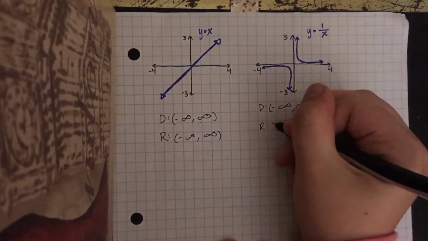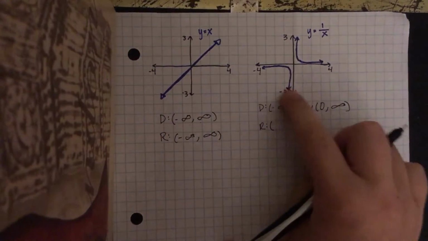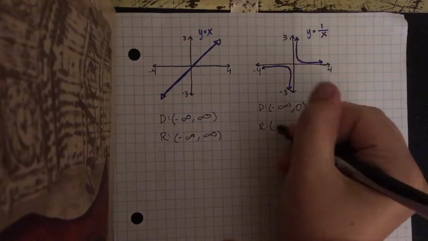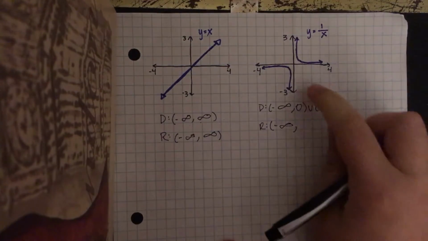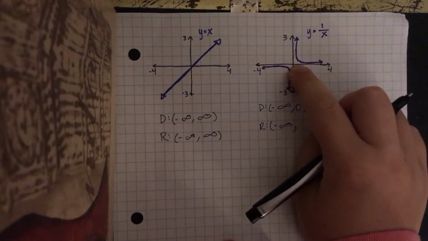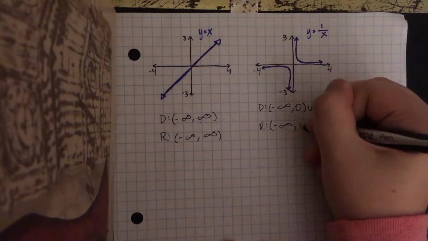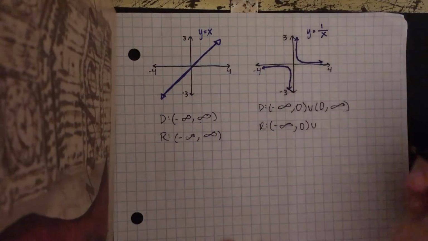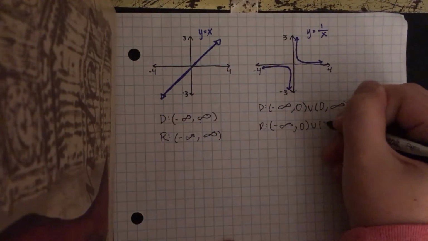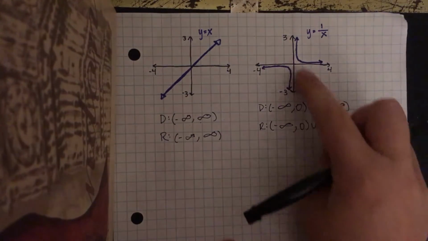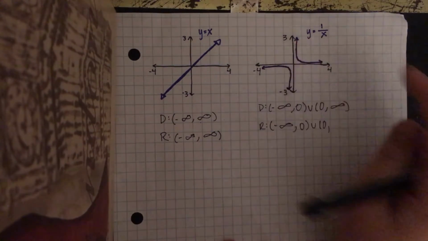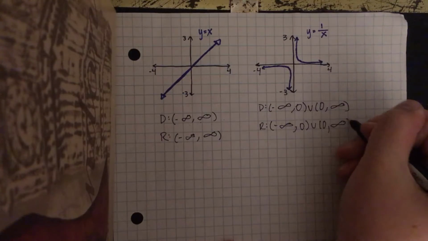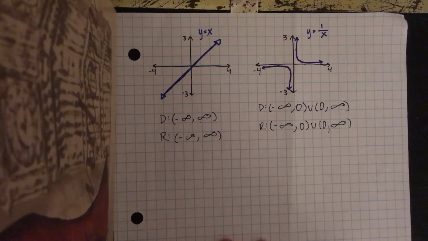Now we continue with our range. Our range keeps going down here, so we know it reaches negative infinity. However, our range doesn't equal 0 either. So we have to do the same thing. And we add our union marking, and we continue. And since it reaches positive infinity up here with this arrow, that is our range for this function.